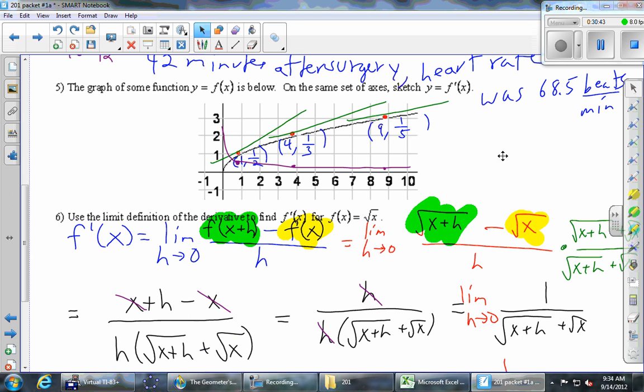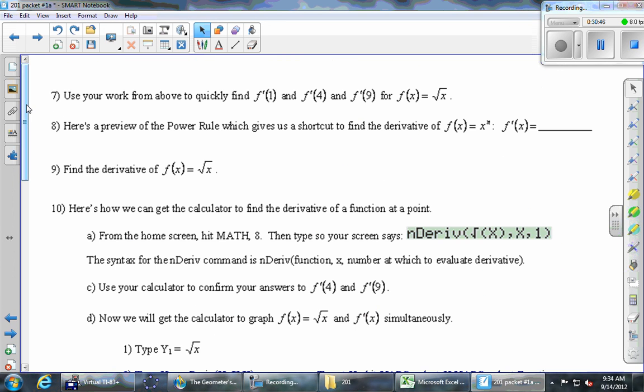Okay, let's go. Let's go to the next page, number 7. Where are we now, Bubba?